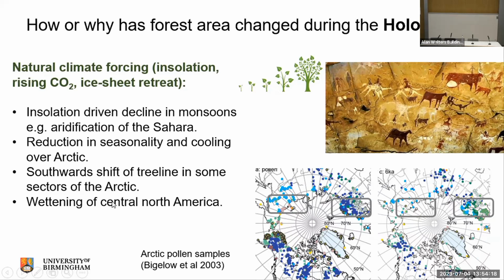And there's a variety of other things going on. There's a wetland in Central North America. But these things are essentially forced primarily by those Milankovitch cycles, a very small rise in carbon dioxide, and initially, in the early part of the Holocene, the retreat of the last of the ice sheets.